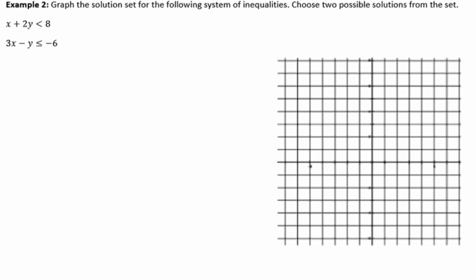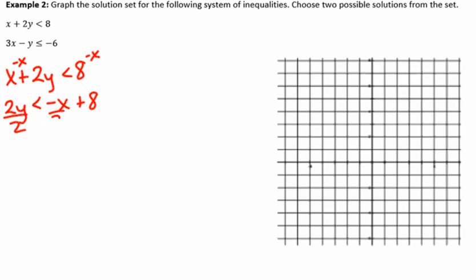Our first step is just to change each inequality into y equals mx plus b. So this first one, x plus 2y is less than 8. I'm going to subtract x from both sides. 2y is less than negative x plus 8, and divide everything by 2. Y is less than negative 1 over 2x plus 4.